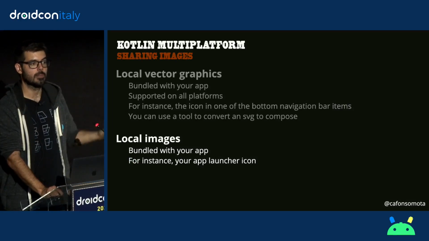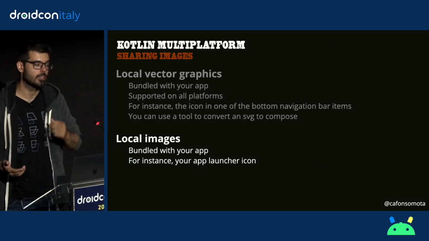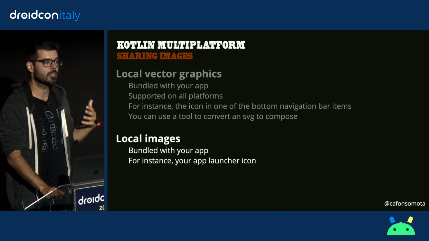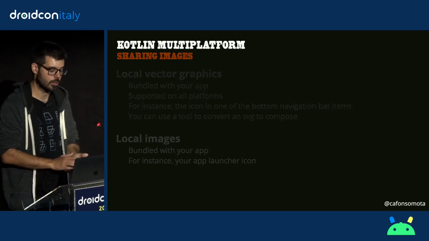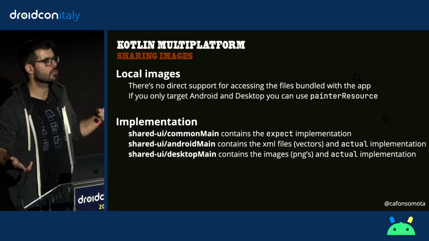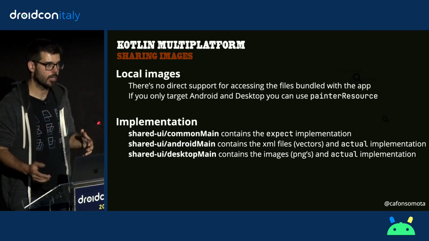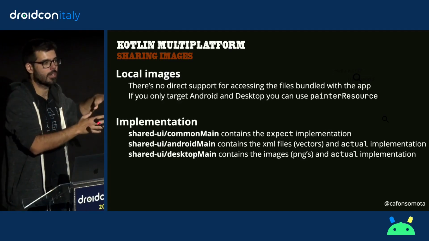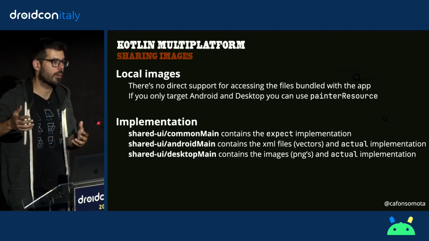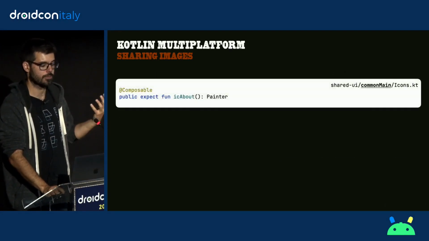Now, you can also have local images. For instance, your app icon. This app icon is already built in on your APK file or on your IPA, and imagine that you want to load it and show it on the screen. So this is a bit tricky, and there are two ways to do this. If you're only using Android and iOS and the desktop, you can just have the Android files on the Android main, and you can have the desktop files on desktop main. And then you can just create an expect actual function for this.